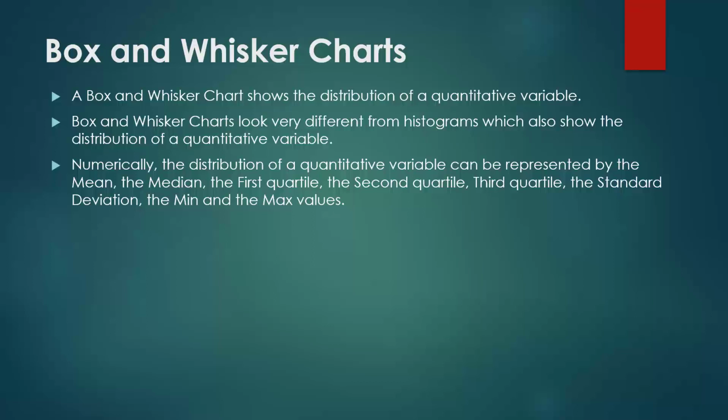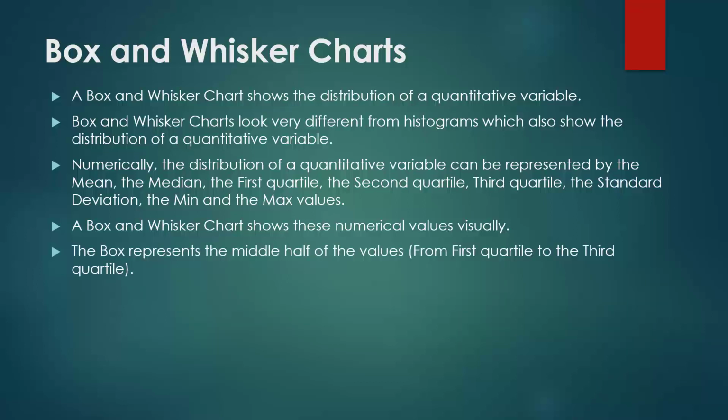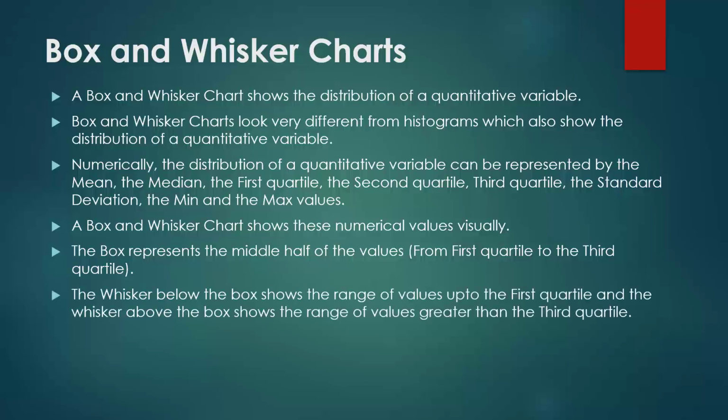If I was to describe the distribution of a quantitative variable using numbers, I could use the mean, the median, the first, second, and third quartiles, the standard deviation, and the min and max values. If I show all these numerical quantities visually, I have a visualization of the distribution. A box and whisker chart shows these values visually. For example, the box represents the range of values from the first quartile to the third quartile, also called the middle half of the values.